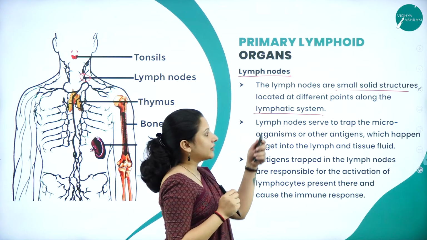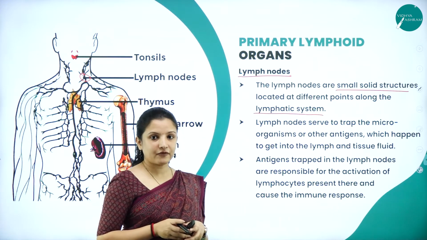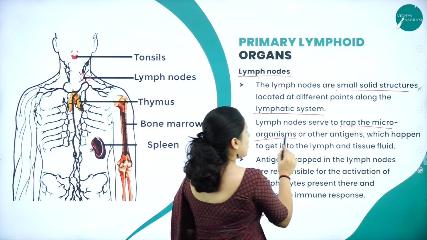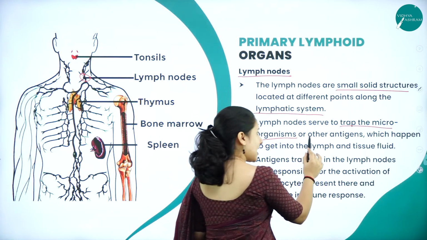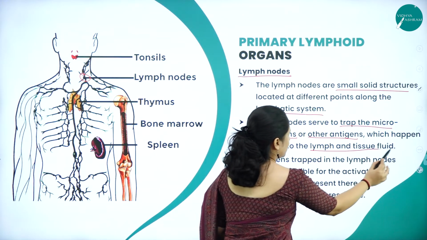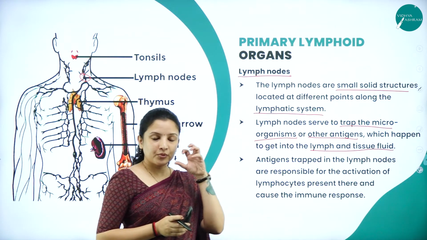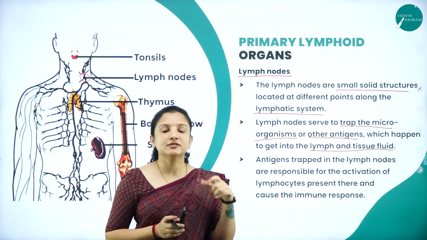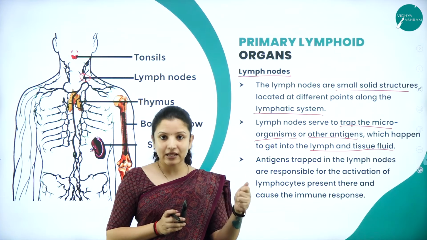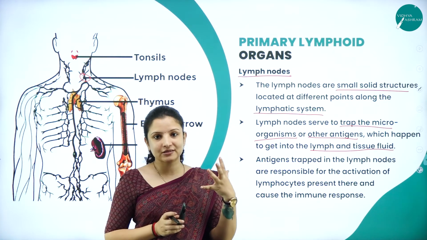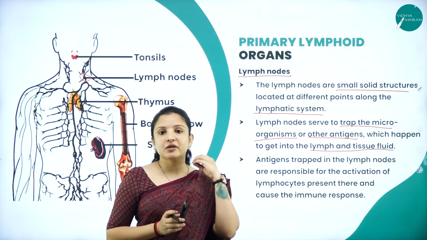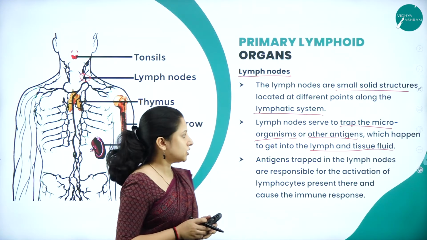And the lymph nodes have a particular function wherein they trap the microorganisms, or they also trap other antigens which happen to get into the lymph and the tissue fluid. Therefore, it will prevent the spread of microorganisms to other body parts by trapping them in the lymph nodes. That is why the lymph nodes will swell. The microorganisms will get trapped there, preventing them from spreading to other parts of the body.